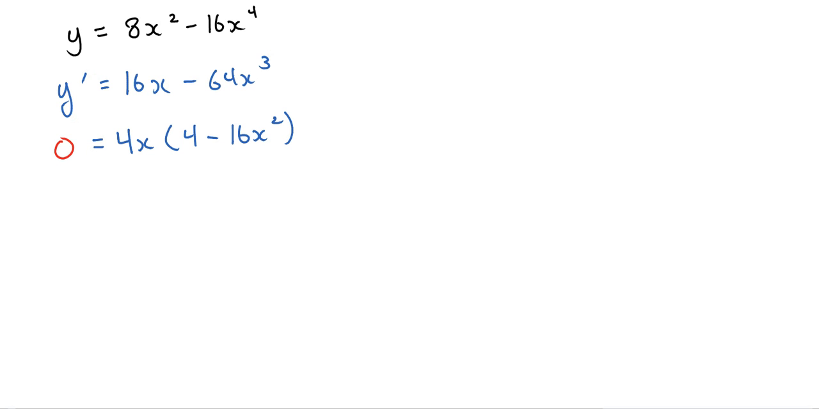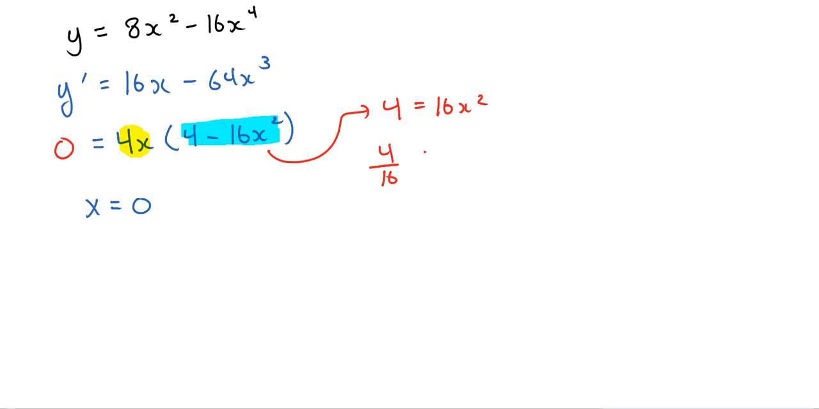Once I factor my derivative, I can find my critical numbers. This expression right here means I have a critical number at x equals 0. And this part here in blue, if I set that part equal to 0, I'll just do a side calculation here. That's going to be 4 equals 16x squared, 4 over 16 equals x squared. That's 1 over 4 equals x squared, and x will equal plus or minus 1/2.